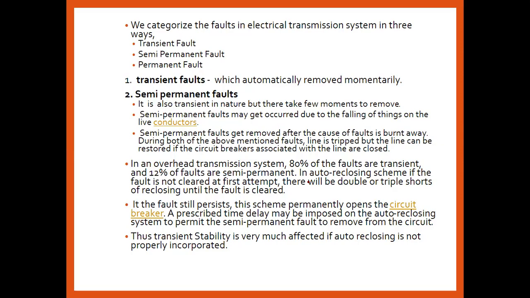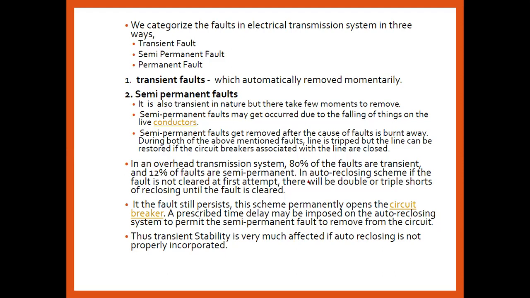Now we can categorize faults into three types: first the transient fault, second the semi-permanent fault, and third the permanent fault. A transient fault is a temporary fault that is removed automatically, momentarily. A semi-permanent fault takes a few minutes to remove, due to things falling on the live conductor, like a tree or branches of a tree falling on the transmission line. A semi-permanent fault clears after the cause of the fault is burned away. Whatever fell on it burns out, and after that the semi-permanent fault clears.